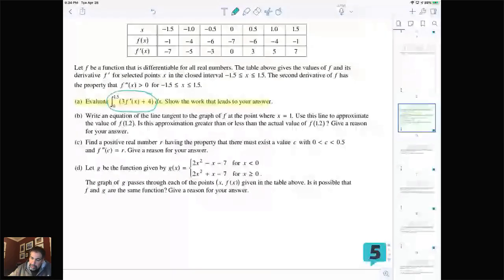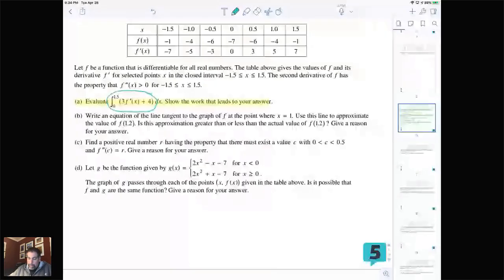What I'd like you guys to do is take a minute and, well, we'll do it together, but look at question B. Write the equation of a line tangent to the graph of f at the point where x equals 1, and then use this value to approximate f of 1.2. Here's what I want to point out about this. Notice the approximations again. We don't have the exact function. We only have it at certain values. They love asking estimate and approximate questions with these tables.